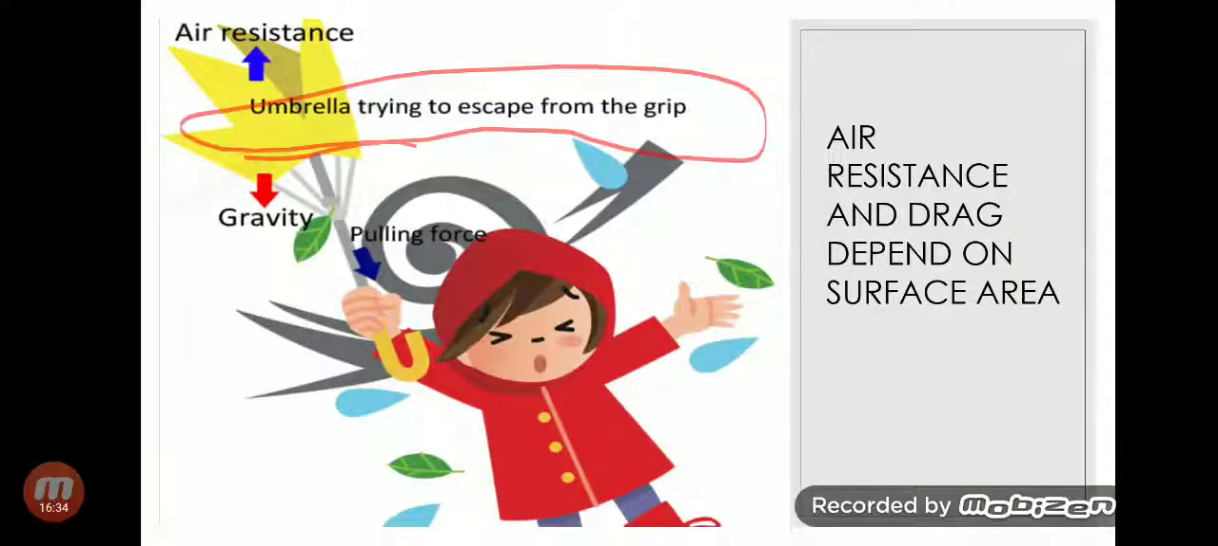This picture is showing you that if you are holding an umbrella, it has a lot of surface area. When air comes, okay, what will happen? The umbrella will try to escape from your hand. Why? Because air molecules are trying to push the umbrella out of your hand, because it has more surface area, so it is experiencing more air resistance. Okay. So air resistance is mostly applied opposite to gravity or opposite to your movement.